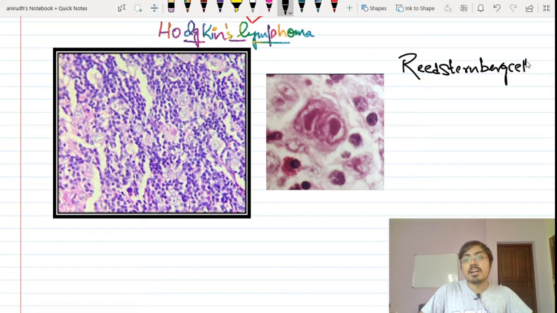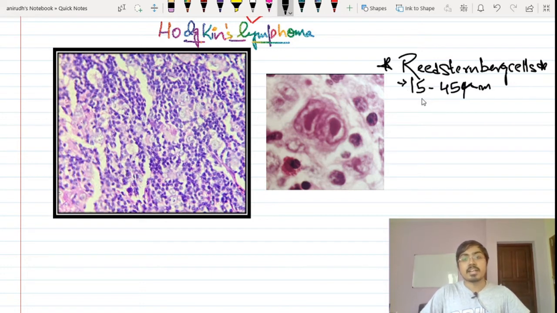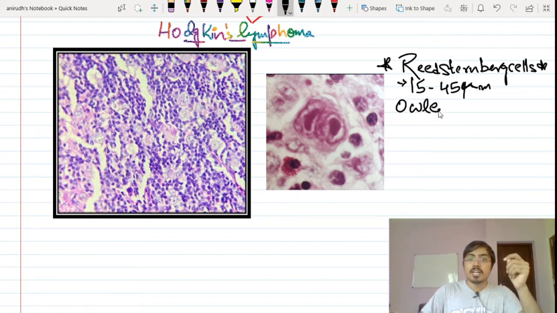We are supposed to know this as the most important classical feature of Hodgkin lymphoma. It has a diameter of around 15 to 45 micrometers. So what do you call this? Two eyes of an owl, isn't it? This is called the owl eye appearance.